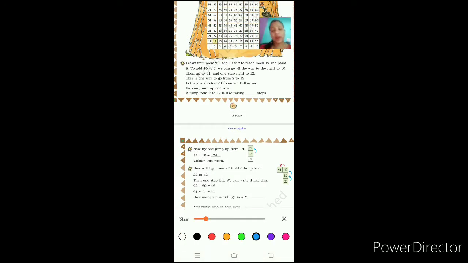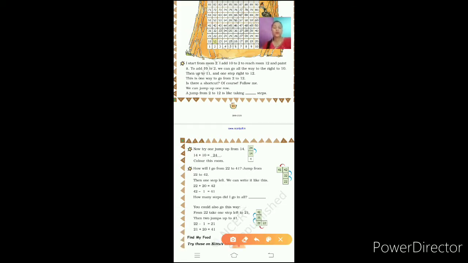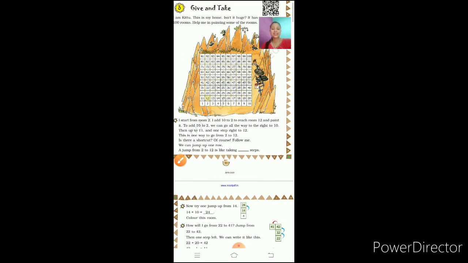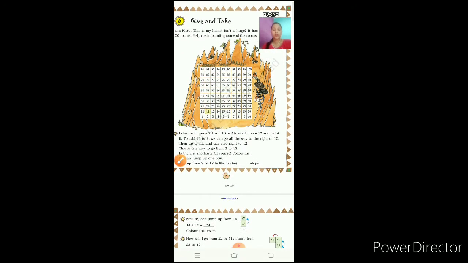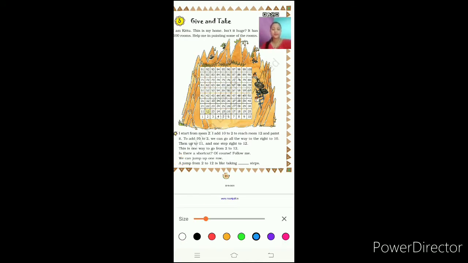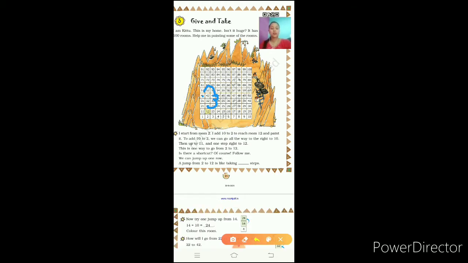Now I will go from 22 to 41. There are two ways to go from 22 to 41. Where is 22? Here, and we want to reach 41. The first method is to go 22 to 32, 32 to 42, and then one less, 41. That's the first method.